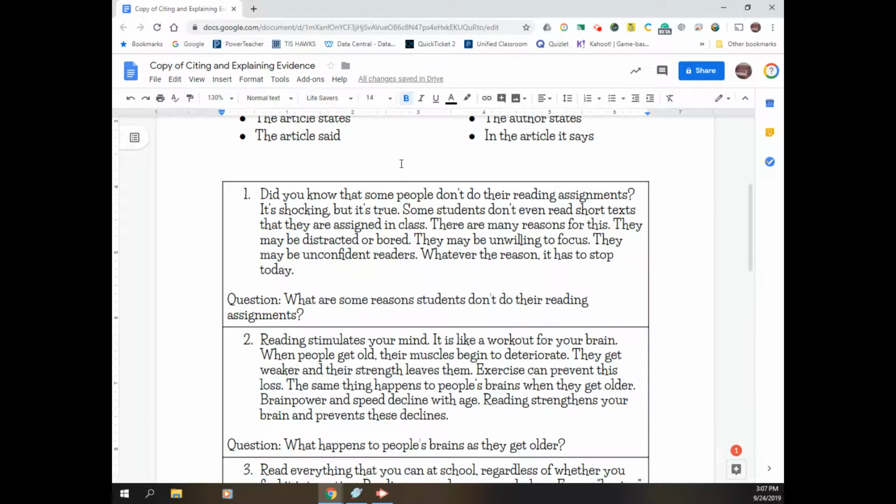First, we read the passage. Did you know that some people don't do their reading assignments? It's shocking, but it's true. Some students don't even read short texts that they are assigned in class. There are many reasons for this. They may be distracted or bored. They may be unwilling to focus. They may be unconfident readers. Whatever the reason, it has to stop today. So our question is, what are some reasons students don't do their reading assignments?